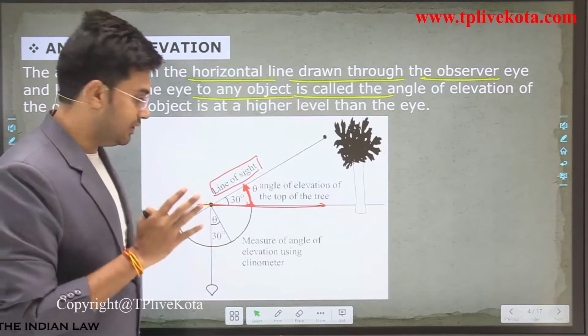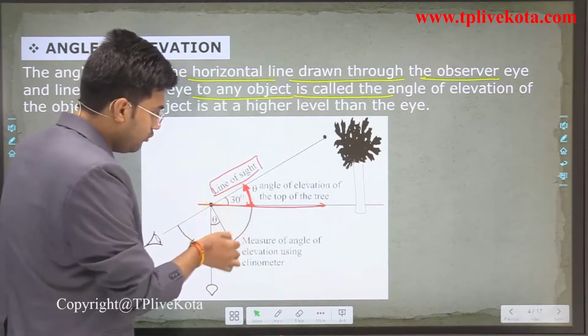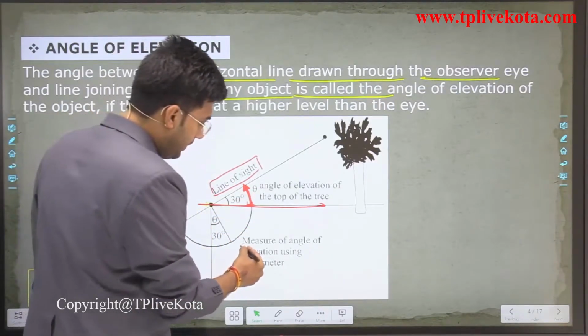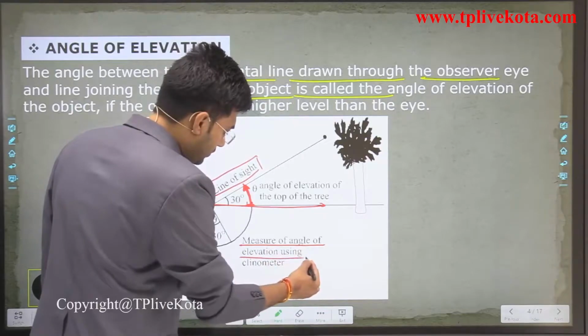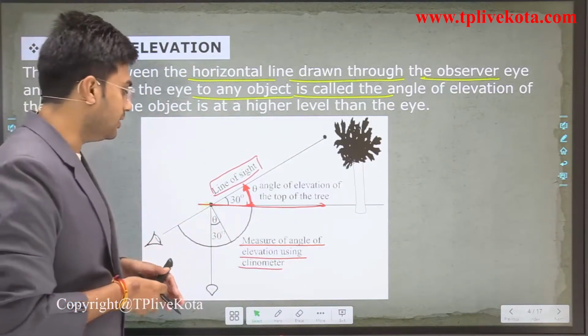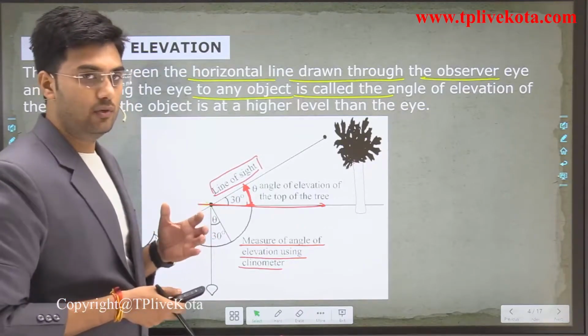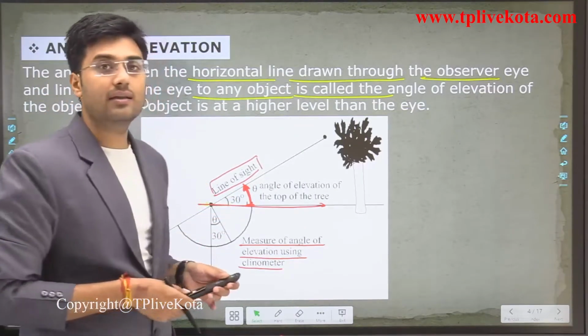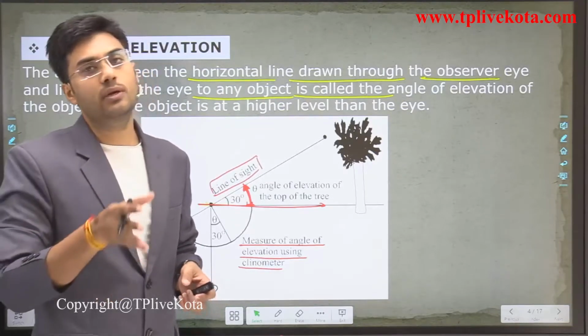So this is the concept of angle of elevation, and we measure the angle of elevation using this instrument, a clinometer. The clinometer is the instrument we use to find the angle of elevation and angle of depression.